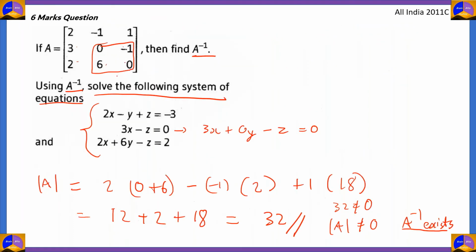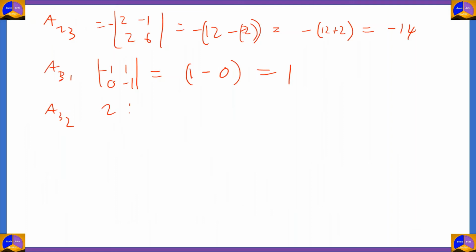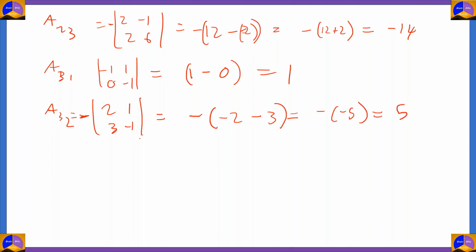A32. Third row, second column, discarded. So 2, 1, 3, minus 1. 2, 1, 3, minus 1, which is equal to, and this it's always a minus. So minus of minus 2, minus 3. So minus 2, minus 3. So that's minus of minus 5, which is equal to 5.